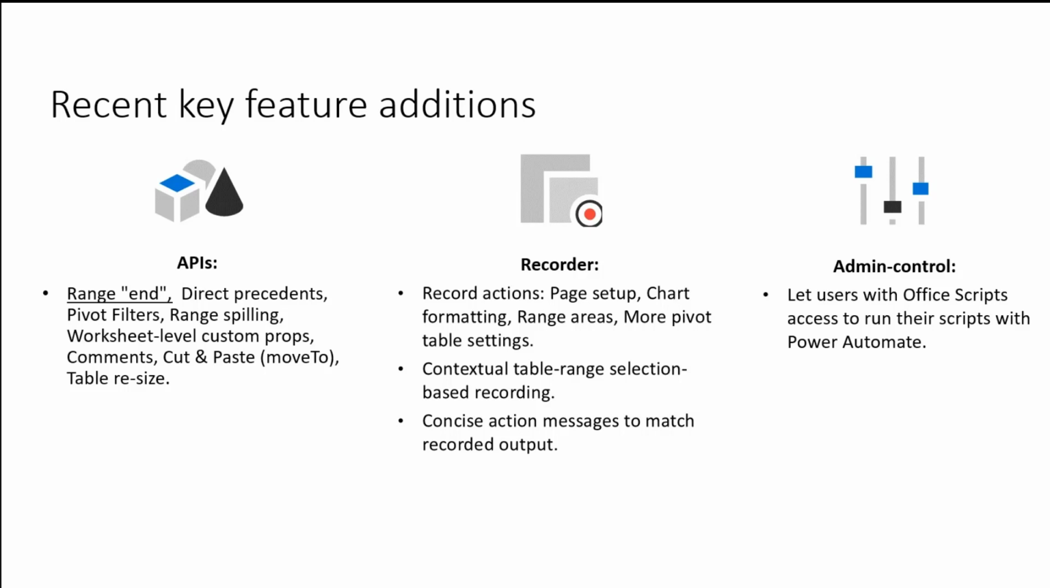Then on the recorder in the right pane, we are making more enhancements to show contextual messages and concise messages rather than sequential messages. This is just to help relate your recording to the script and to the action message that you see on the right side. And lastly, the admin control, I already spoke to that about adding Power Automation controls. So that is just a quick overview.